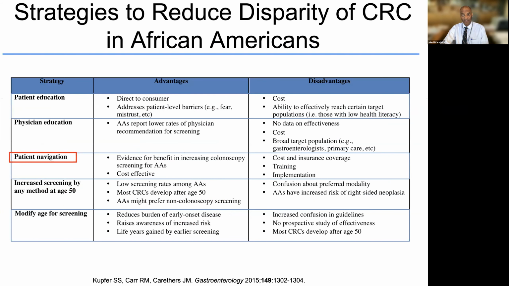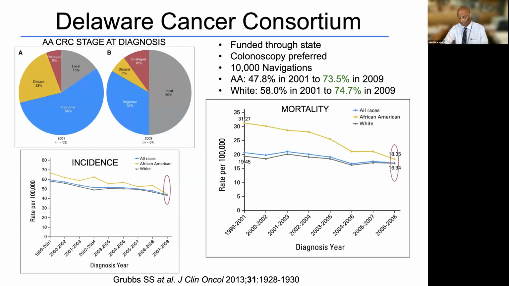What are some strategies to reduce disparity, particularly for African Americans? There's a number of things listed here: patient education, physician education. Believe it or not, some physicians have no knowledge of these disparities. Changing the age, that has just changed to 45, et cetera. But one of the biggest and best studied is patient navigation. Now, let me show you the classic study that used this.